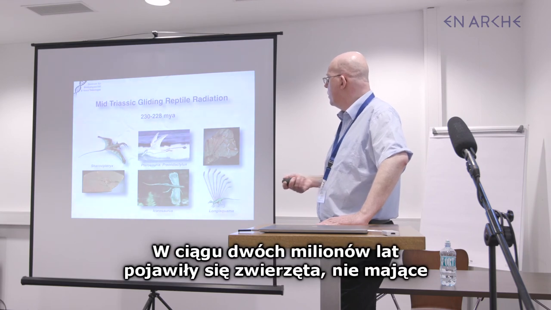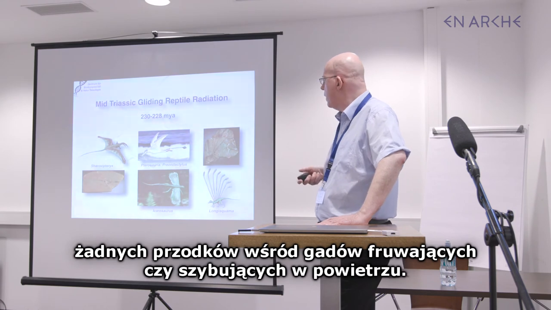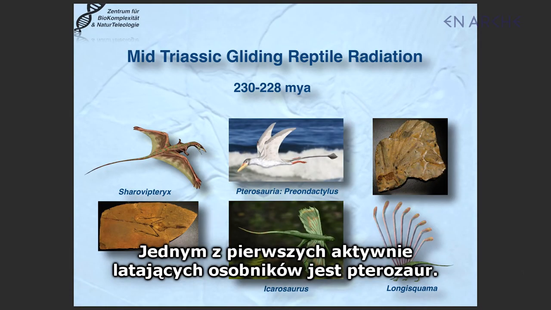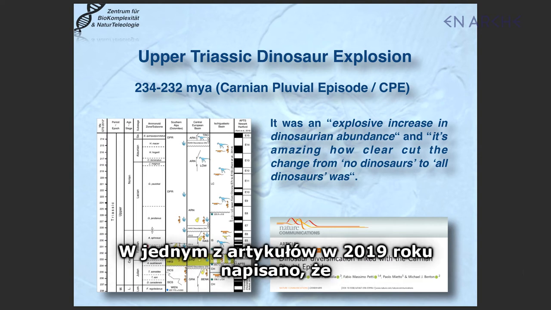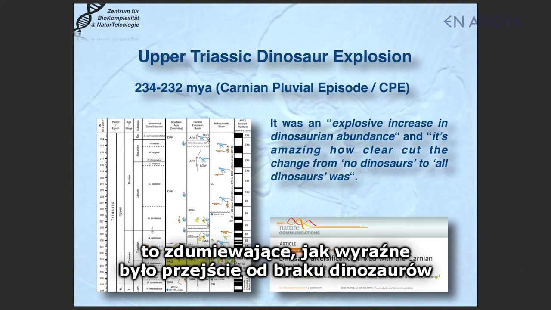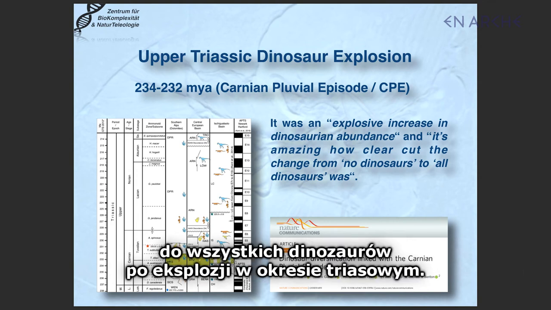In a 2 million year window of time, we find the sudden appearance without precursors of flying and gliding in different groups of reptiles, including the first active flyers, pterosaurs. And also dinosaurs appear very abruptly. We have in 2019 a paper in Nature Communications which said, it's amazing how clear-cut the change from no dinosaurs to all dinosaurs was in the Upper Triassic.